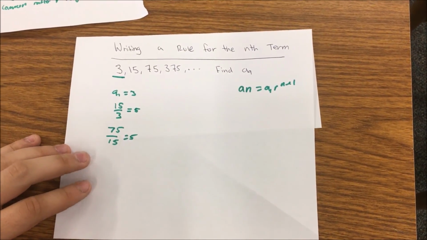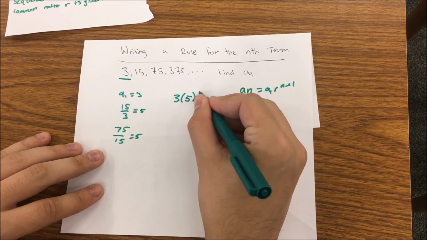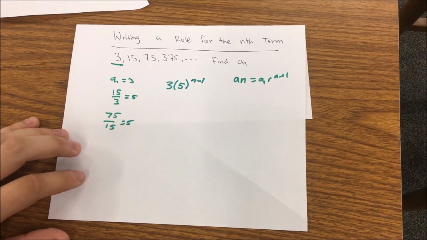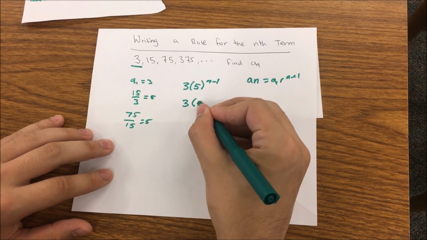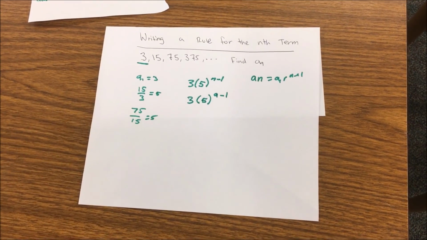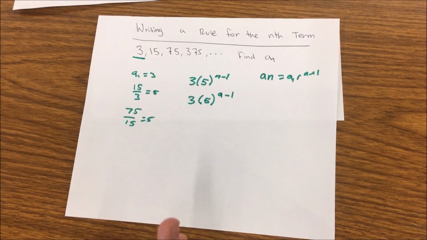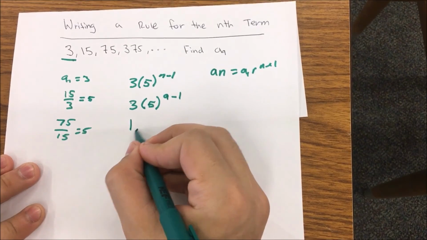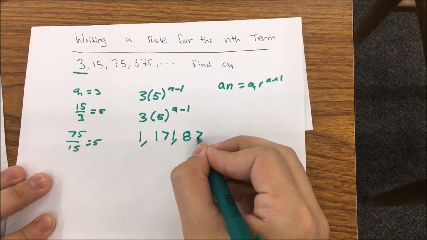So we're going to plug those two things into our formula. So we get 3 times 5 to the n minus 1. Now that we're looking for A9, we have to plug 9 in for n. So we're going to go 3 times 5 to the 9 minus 1. That's going to be 3 times 5 to the 8th, which equals 1,171,875.